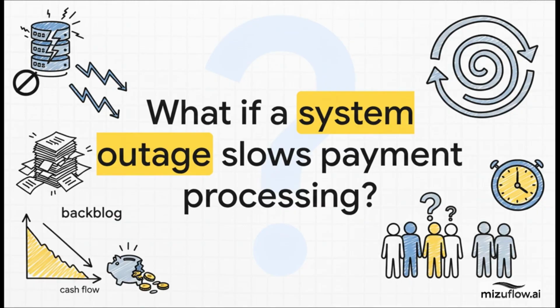Or how about this one? The CIO raises a flag about a critical system that might go down. All of a sudden, your cash isn't coming in the door and your team is staring down a massive backlog. How long can you actually handle that? What does that do to your weekly cash forecast?